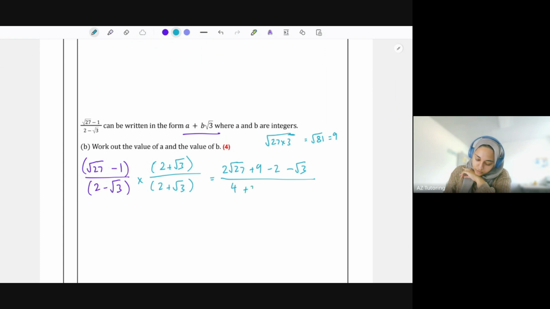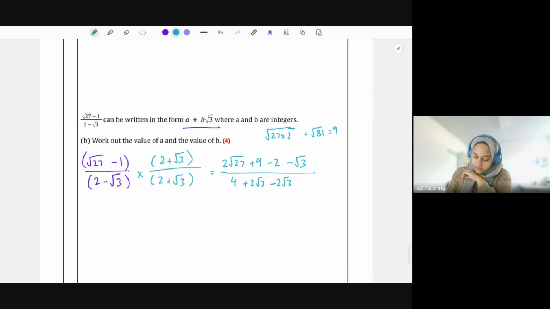2 times root 3 is 2 root 3. Minus root 3 times 2 is minus 2 root 3. Minus root 3 times positive root 3, that's minus 3. The surd cancels out. Let's simplify. Hopefully the surds disappear on the bottom. We've got 2 root 27 on top, and then we've got 9 minus 2, so 7, and then minus root 3, over 4 minus 3, that's 1, and then 2 root 3 minus 2 root 3, they cancel out, that's gone.